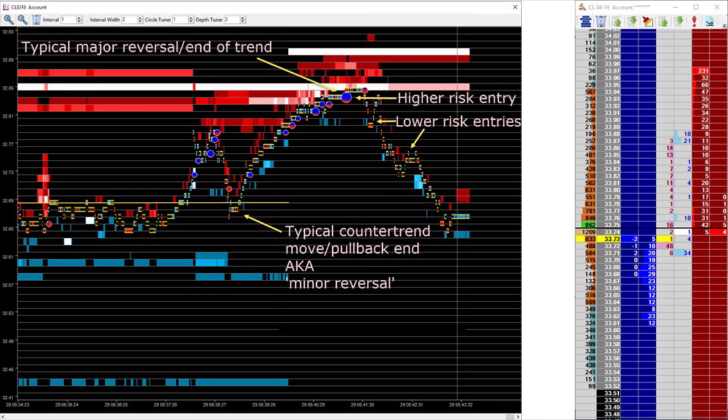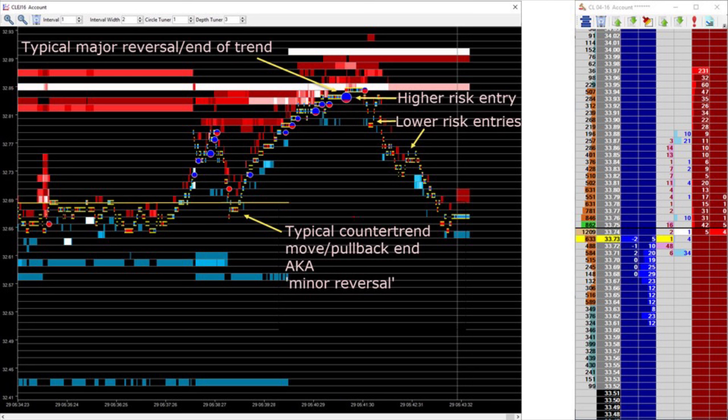So in this image, I've actually set something we call the depth tuner, so that we're only actually seeing the significant depth, and that's why some of the depth appears to be missing. We start this image with some consolidation here after a move up, and then we move up from that consolidation area and back down into it. So this is your pullback, and this is a very typical pullback.